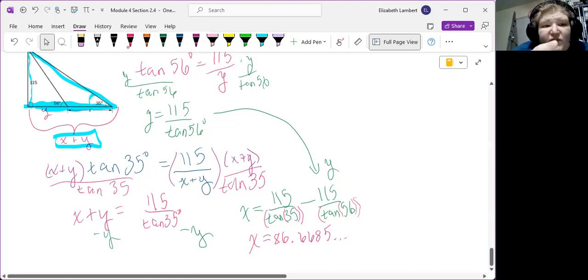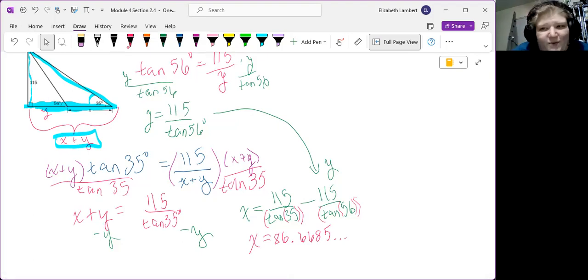Practicality, if you had to deal with this figure, it wouldn't hurt to have what y is, have what x plus y is, hell, have what the hypotenuse is. You might need those. You might not, though.